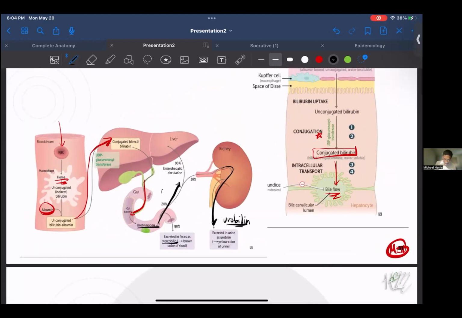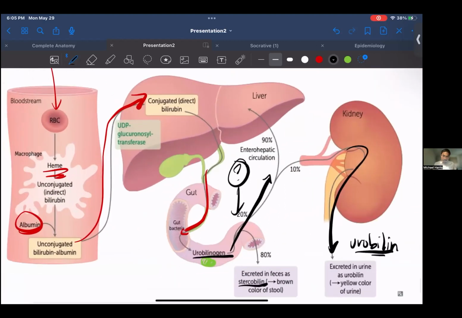Where is this absorption happening? Where do you absorb the urobilinogen? The terminal ileum with the bile salts.